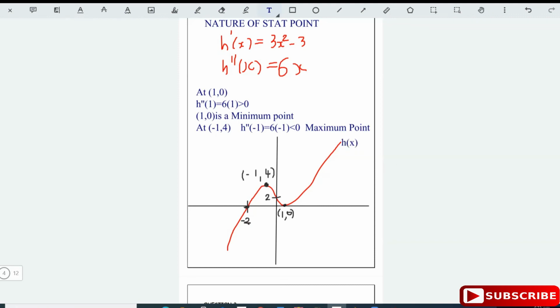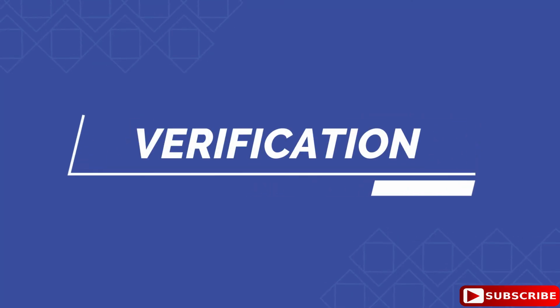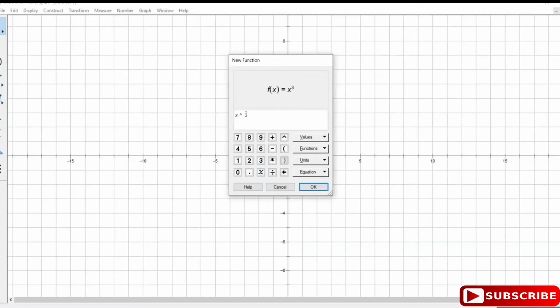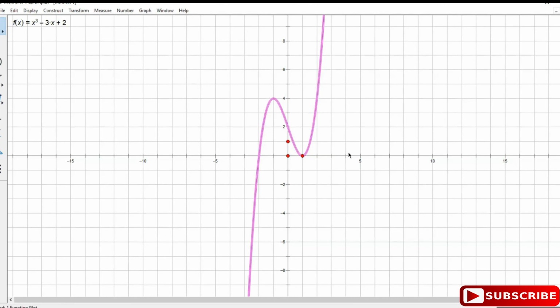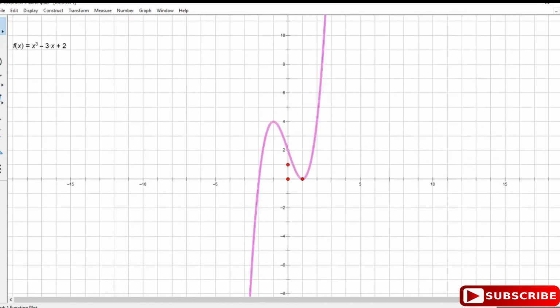Easy. Now, just to verify that this is indeed true, it's always good when we see it on a graph. So let us go to Geometer's Sketchpad. y is equal to x cubed minus 3x plus 2. Here is the graph. As you can see right here, this is how the graph would look. I just want to show you the different points.